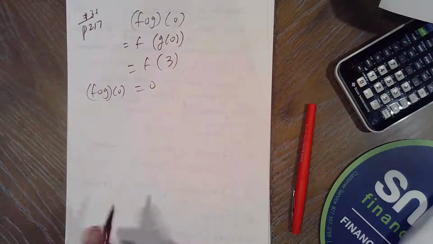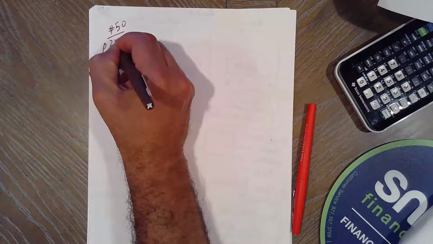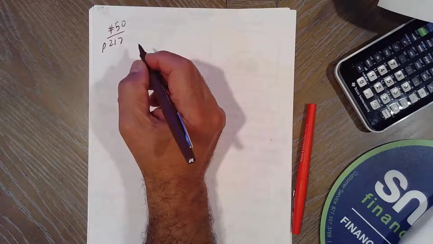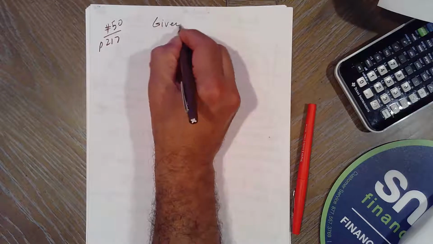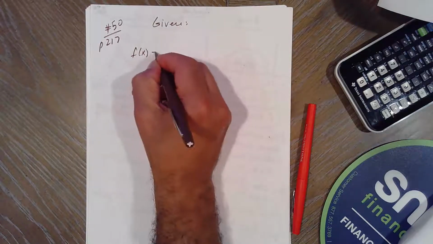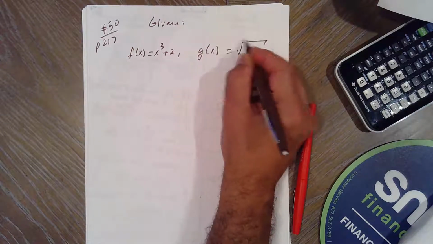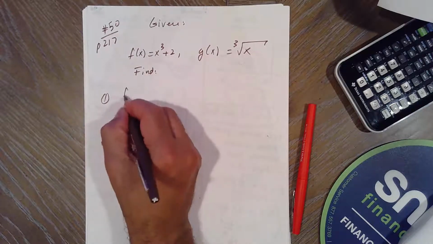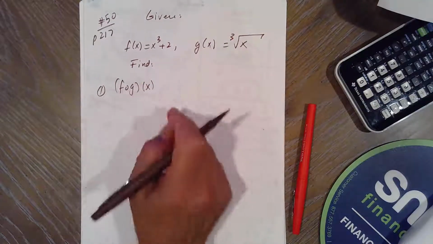Alright, number 50, page 217. It says find f composite g, g composite f, f composite f, and g composite g. So we're given f of x equals x cubed plus 2, g of x equals cube root of x. Find f composite g of x. So there's no number to plug in.